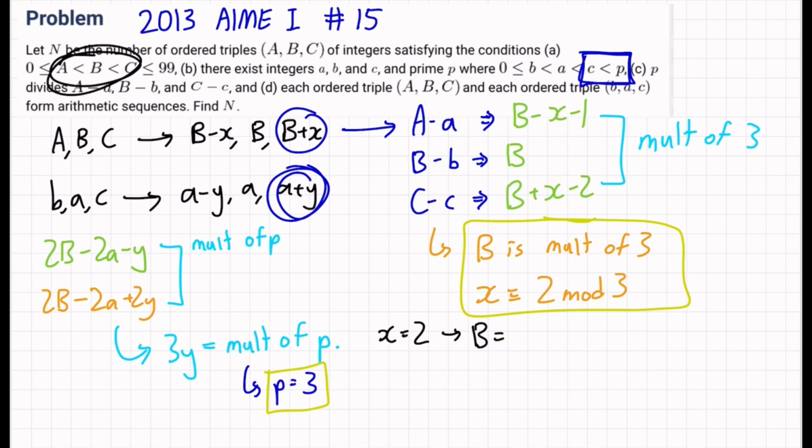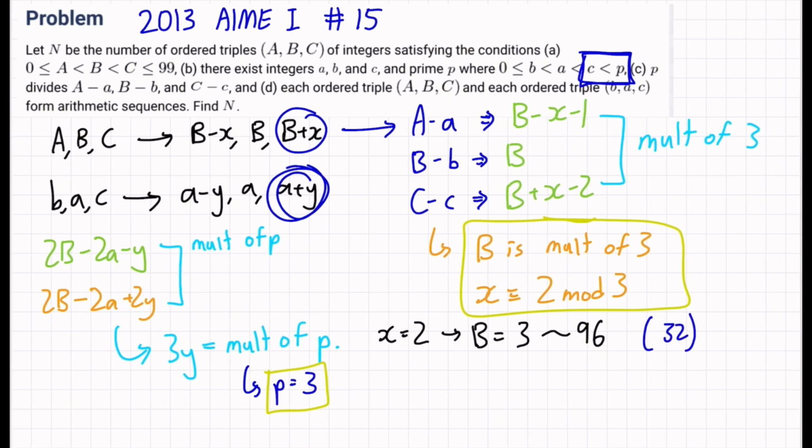Since these three must all be 0 or greater, and b must be a multiple of 3, then the lowest that b can be is 3, right? And then since their maximum is 99, the maximum for b will be 96, because 96 plus 2 has to be less than or equal to 99, because that's c, right? And so b is 3 to 96, right? And this is how many values? This is 96 minus 3 divided by 3, plus 1, that's 32. So that's 32 values, right?